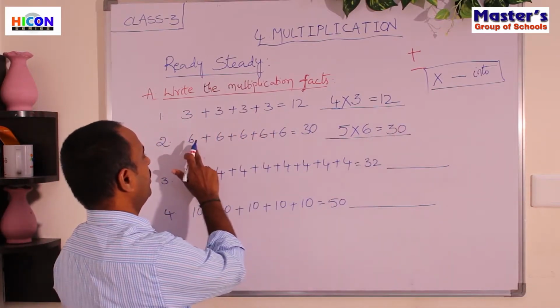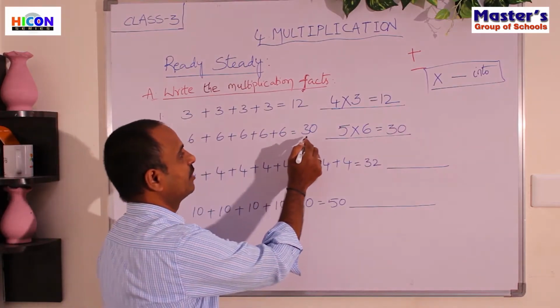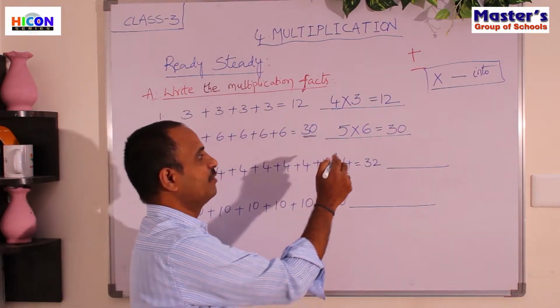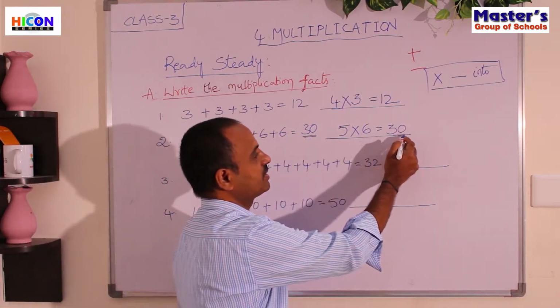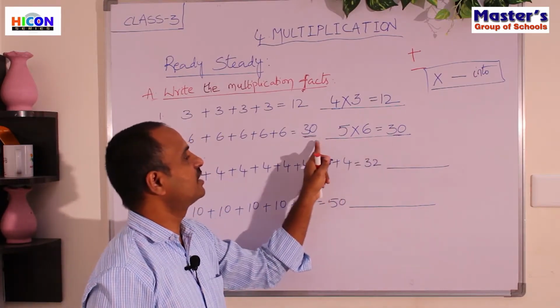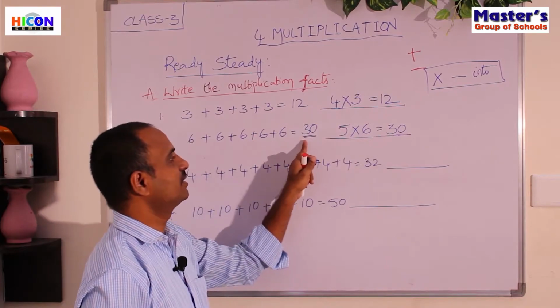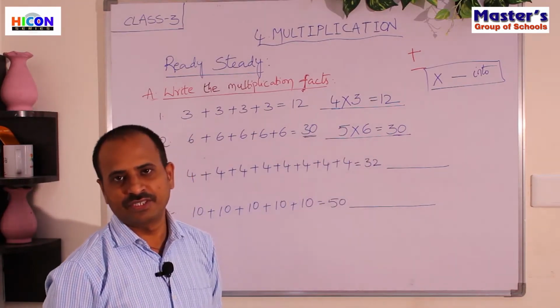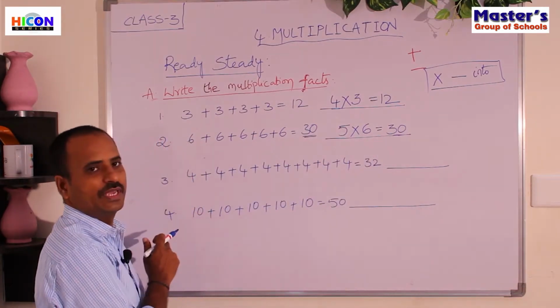So here, if we add 6 five times, we got the answer 30. And if we multiply, again we got the same answer 30. That means both addition and multiplication are the same. So repeated addition is nothing but multiplication. So see the third problem here.